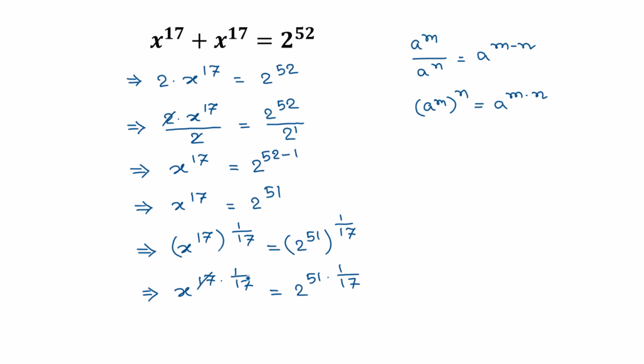Now this 17 and this 17 will cancel and it will remain 1, and x to the power 1 will be x, is equal to the right side, 2 to the power of 51 divided by 17, which gives 3. So 2 to the power of 3. So the value of x is equal to 2 to the power 3, this is 8. And this is the solution of our given equation.